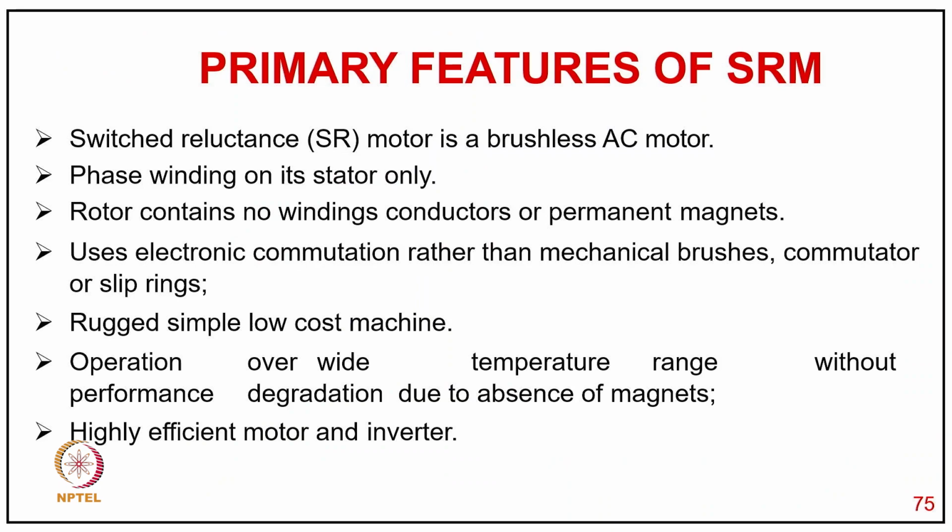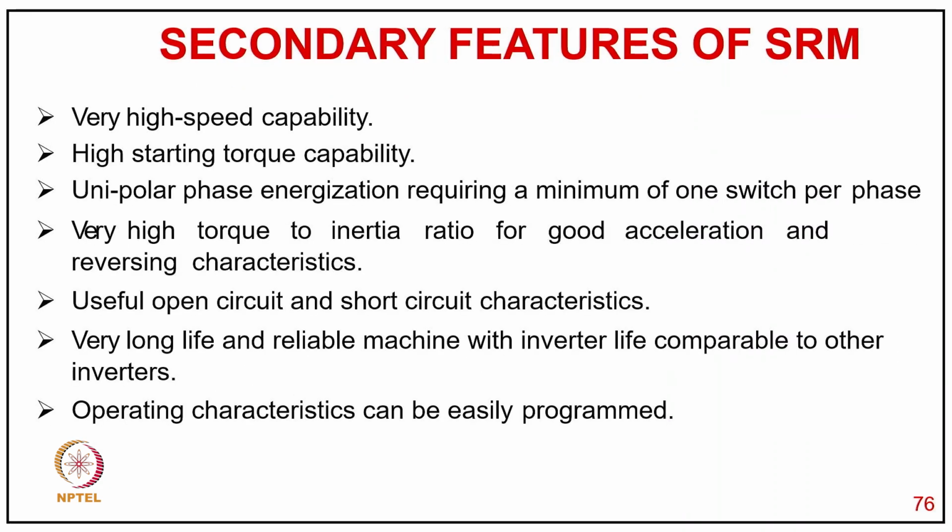Reluctance motor is a brushless AC motor. The phase winding is on the stator only, and the rotor contains no winding conductors or permanent magnets. It uses electronic commutation rather than mechanical brushes and commutator or slip rings, and is a rather simple, low cost machine. Operation over a wide temperature range without performance degradation due to absence of magnets, and highly efficient motor and inverter. Very high speed capability, high starting torque capability.